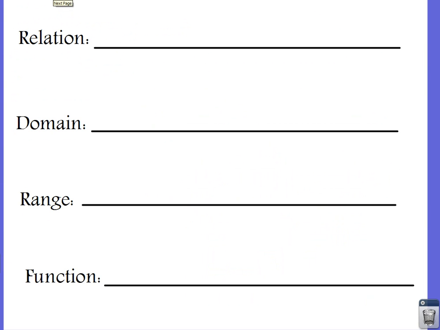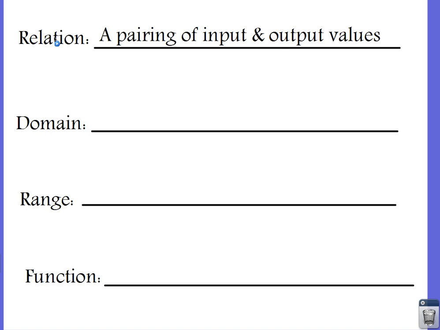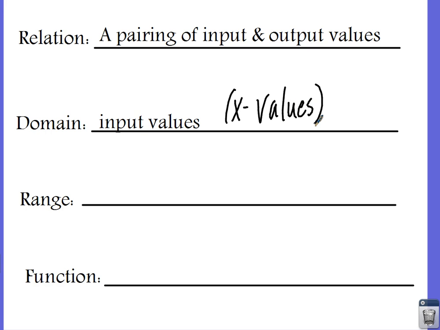Okay, some vocabulary terms that you need to be familiar with. First of all, a relation is a pairing of input and output values. So all of your x values and your y values would be a relation. The domain is all of the input values, or in this case, all of your x values. The range is all of your output values, or in this case, all of your y values.